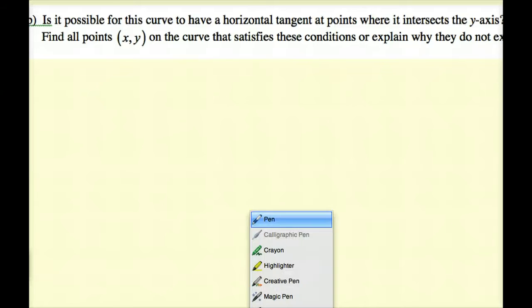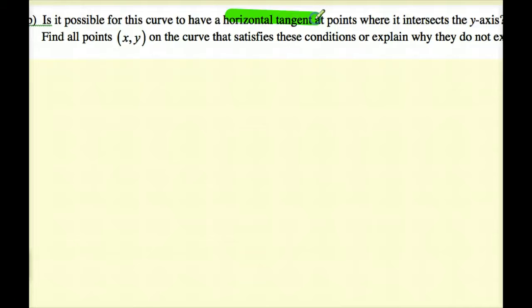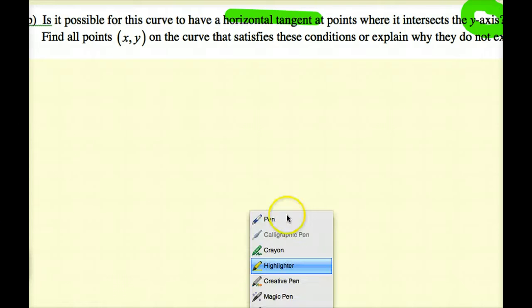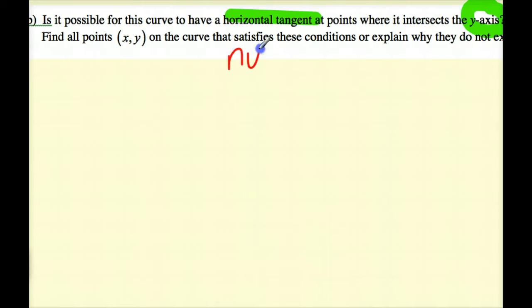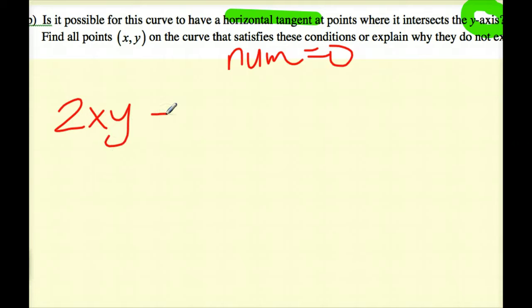It says, is it possible for this curve to have a horizontal tangent at points where it intersects the y-axis? So just like we did earlier, I need a horizontal tangent, but now I need it to hit the y-axis. So horizontal tangent's the same. I need the numerator to equal 0, and we already did that. So we had 2xy minus 3x squared equal to 0, right?